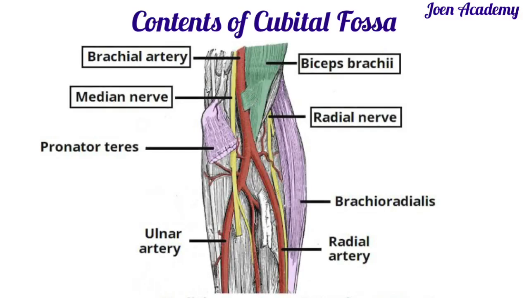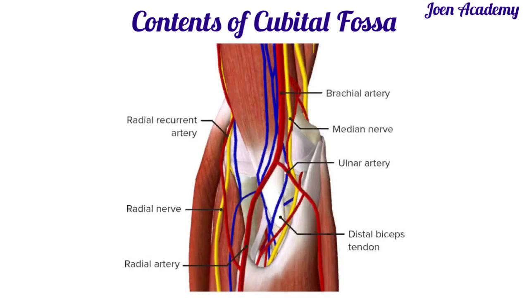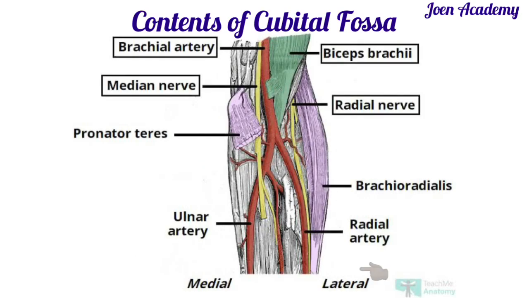Having known the location and borders of this anatomical area, let's delve into the various structures that can be found in it. Like we stated earlier, the cubital fossa is a passageway for structures to pass between the upper arm and the forearm. It contains the following structures from the lateral to the medial direction. The first is the radial nerve. The radial nerve travels along the lateral border of the cubital fossa and divides into superficial and deep branches. It gives a motor and sensory supply to the posterior forearm and hand.